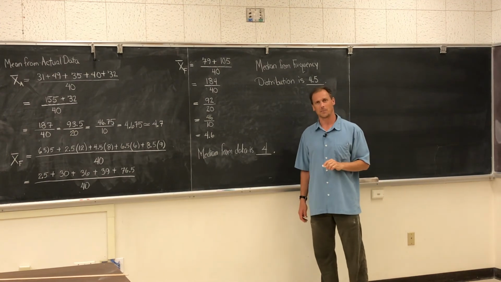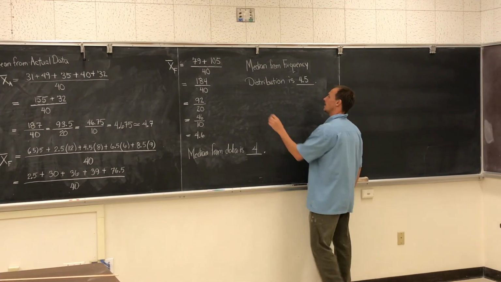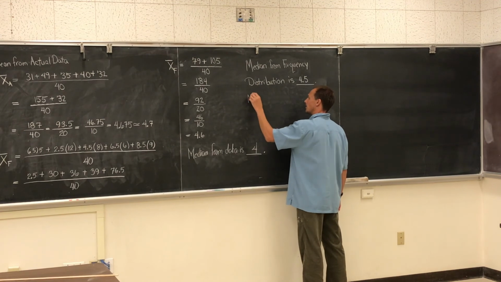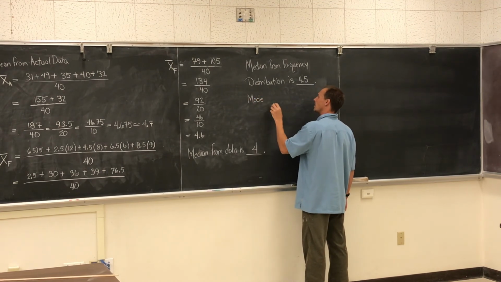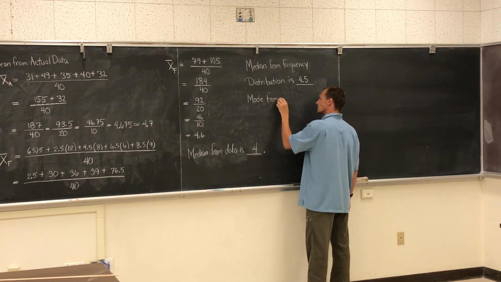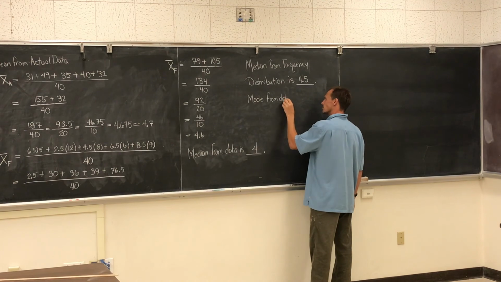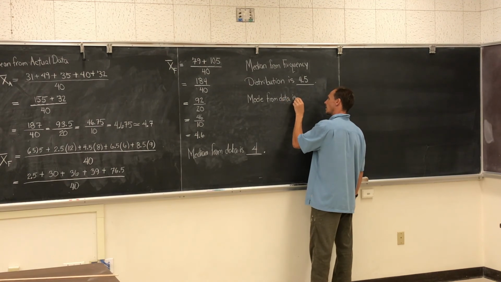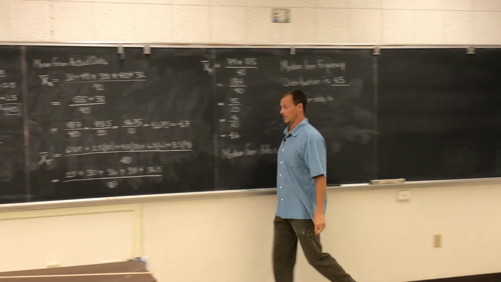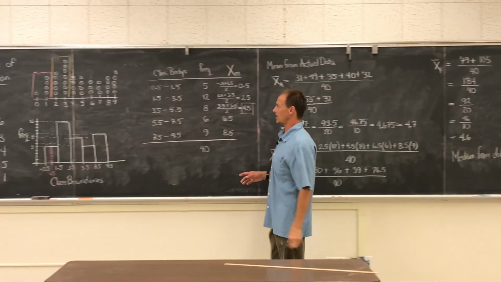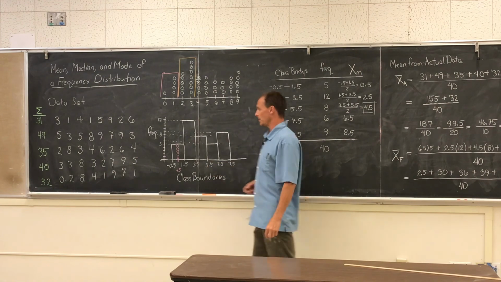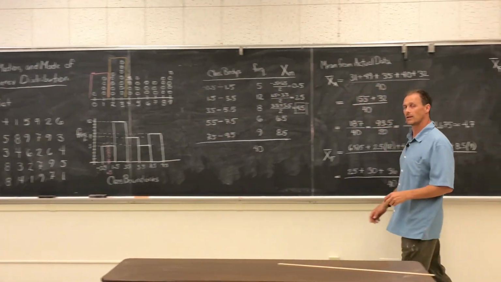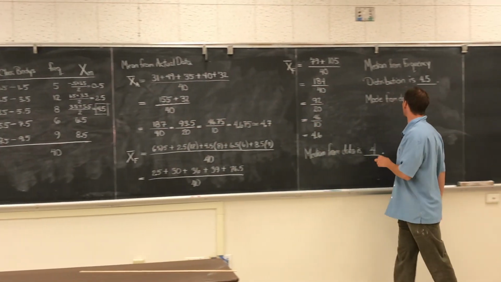The last one is our mode. And remember, the mode is the most frequently occurring. So mode from data is, well, we can see this easily. It's the dots that have the highest stack. 3. 3 is the mode. So let's write that. 3 is our mode. Record that.